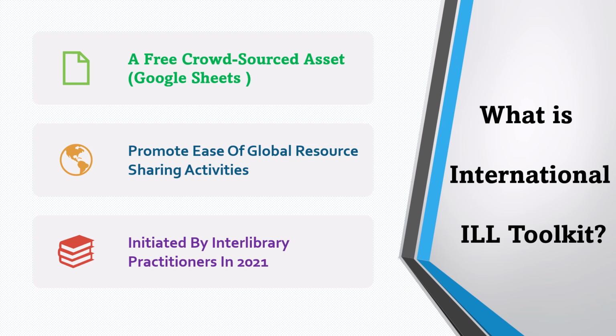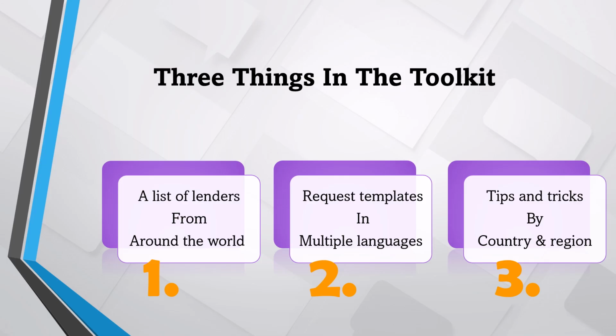Now, Resource Sharing Collaborative and Voluntary Document Delivery, also known as RSCVD, and the International ILL Toolkit have joined forces to facilitate global resource sharing between libraries. Both initiatives seek to build bridges between different national ILL systems and better facilitate the transfer of knowledge and communication between libraries. Here are 3 things in the toolkit: a list of lenders from around the world, interlibrary loan request templates in multiple languages, and tips and tricks by country and region.